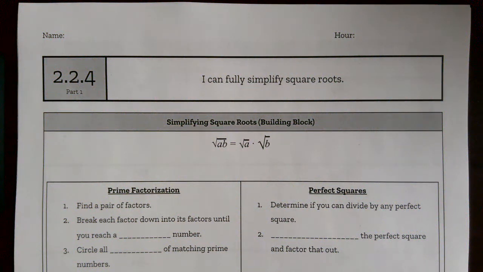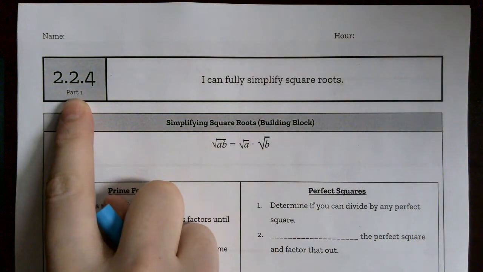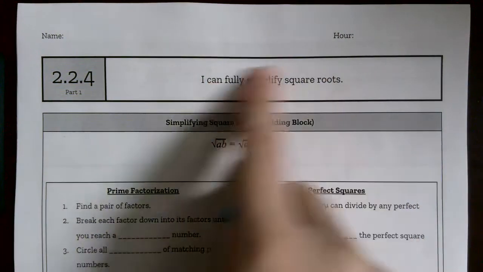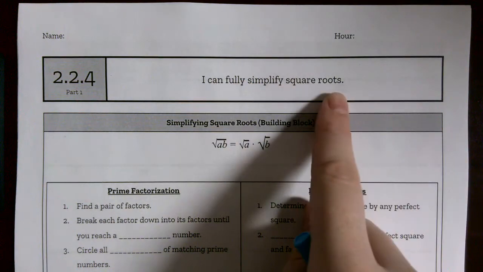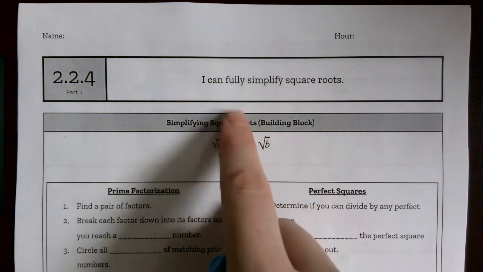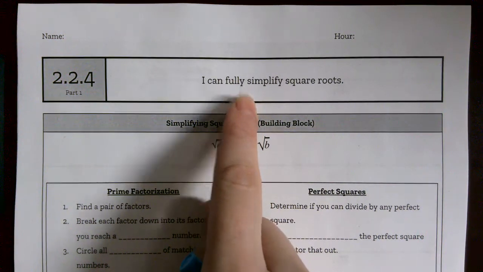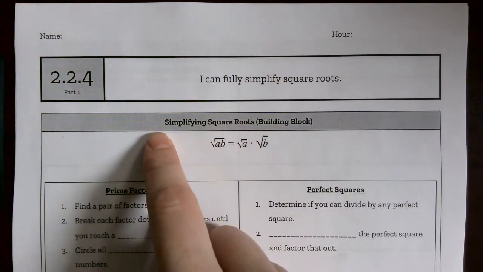In this video, we're going to go through 224 part 1, which is to simplify square roots. This in and of itself is not actually one of our learning targets, but it is a building block for one of our learning targets. So we need to know how to simplify square roots in order to do quadratic formula.